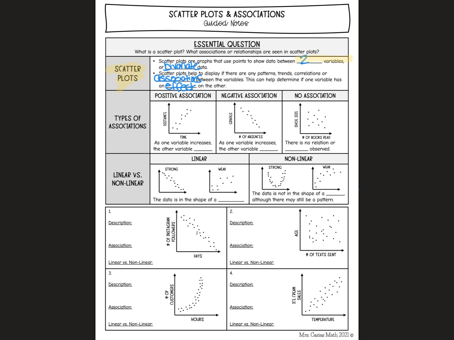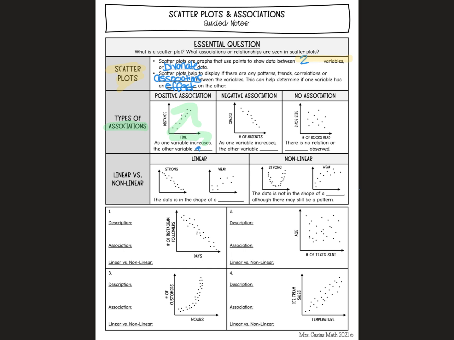So first, let's talk about the types of associations. And there are 3 types of associations with scatter plots. Okay? The first is that positive association. So as one variable increases, the other increases. So here you'll notice, looking at this scatter plot graph, if we look at our time, as time is increasing, meaning going from left to right on our graph, what is happening to our data? Well, our data is going up. They are moving in the same direction. As one increases, the other one increases.